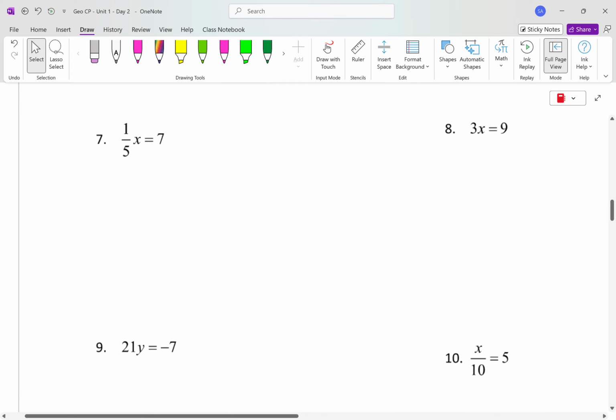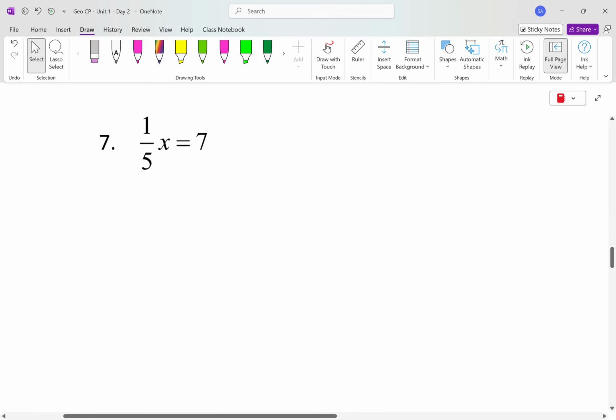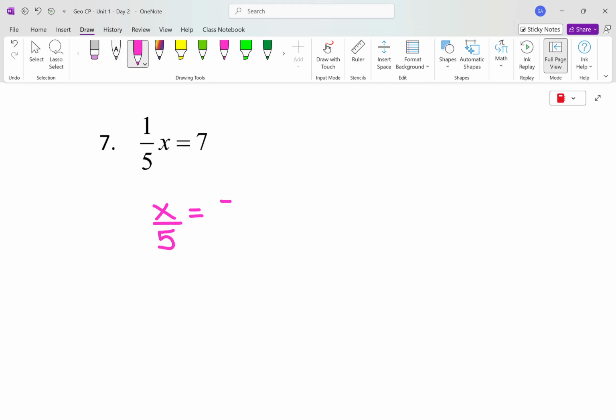Okay, so now we're moving on. We're still on one-step equations we had done when it was adding and subtracting. Now we're going to look at what happens when it's multiplication or division. So right now I have 1/5 x equals 7. Well, do we all agree this is the same as saying x over 5 equals 7? 1/5 x is the same as x over 5. So what we want to do is that 5 is being divided. So to get rid of something that's being divided, we're going to multiply. So we're going to multiply by 5 on both sides. So we're going to end up with x is equal to 35.